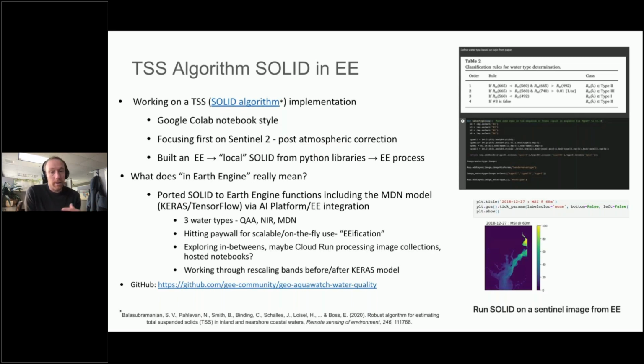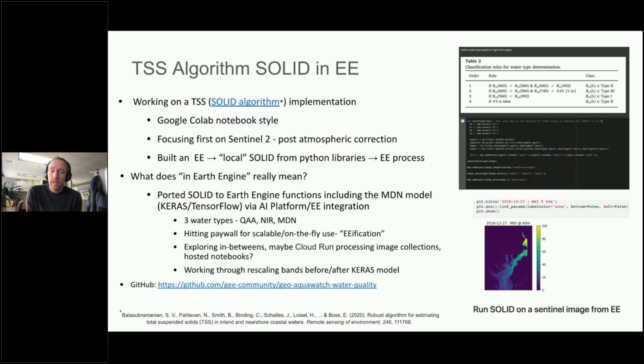If you're familiar with the SOLID algorithm, which I wasn't when I went right into it, it's really three processes put together with some logic on which one to run on which water type. The image on the top right shows the band logic and what algorithm you might run: 1, 2, or 3. One is a QAA analytical algorithm to get to total suspended solids. Two is a neural net model that was fit in the Keras TensorFlow package. And three is another analytical model.